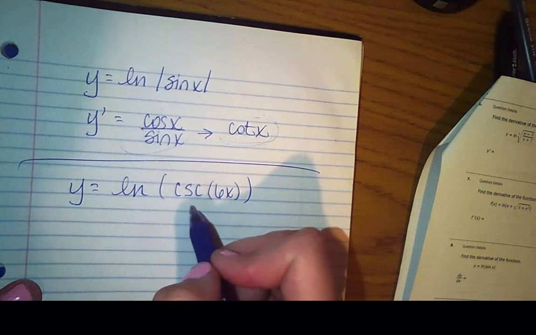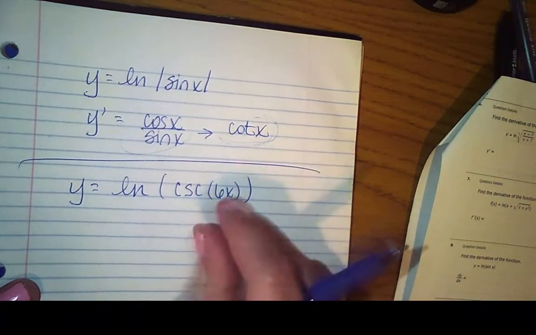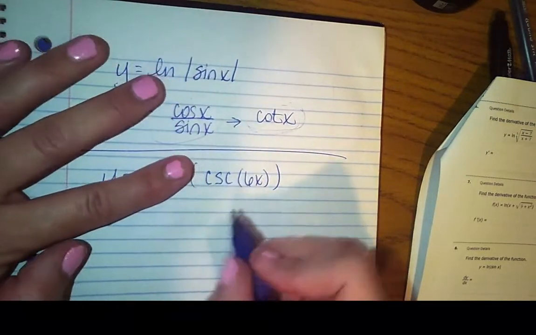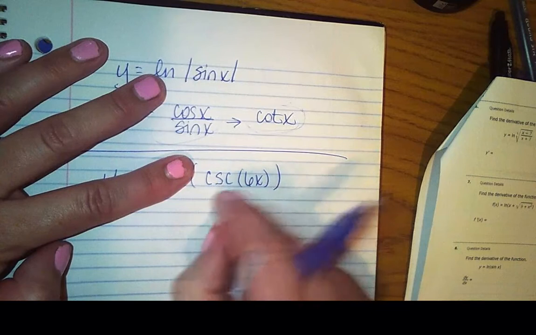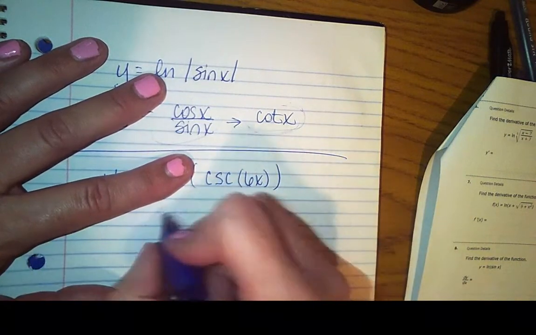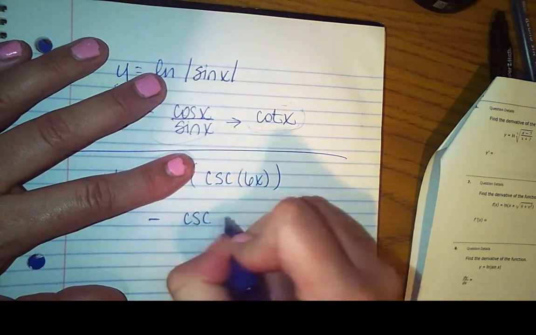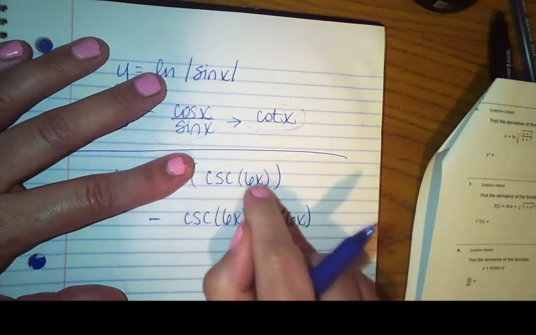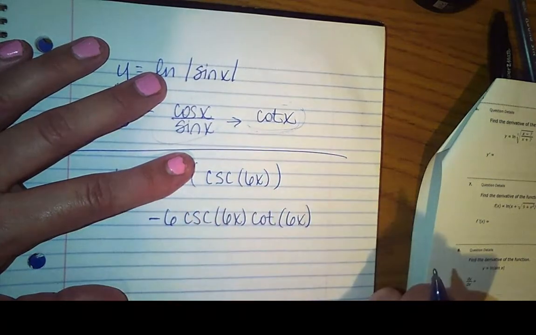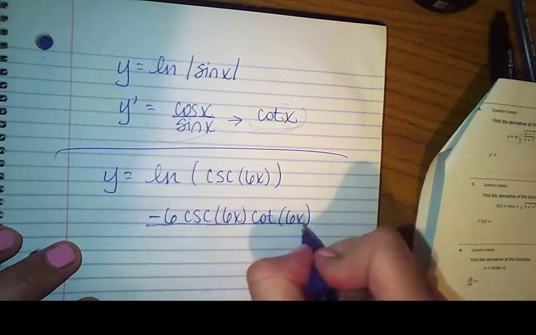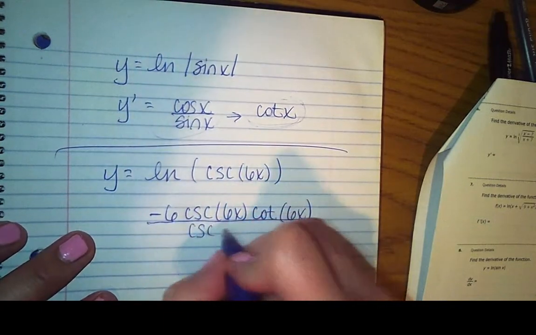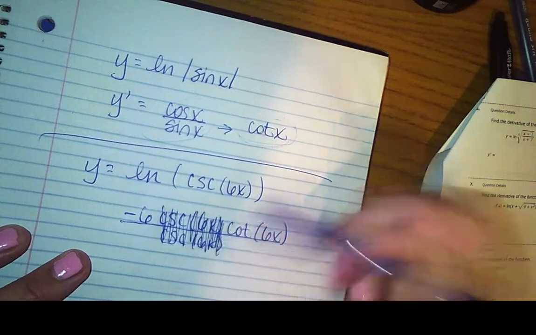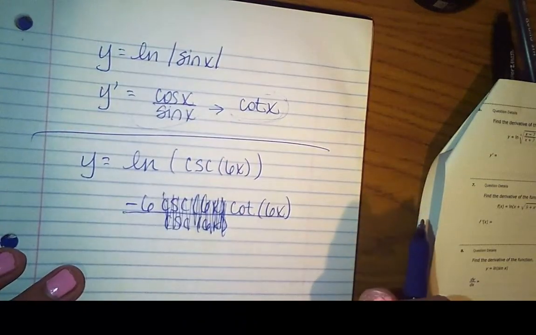So for this one, what is the derivative of cosecant? Well, remember, we're going to have to do chain rule on this. So how do I take the derivative of a natural log? I take the derivative of the argument. So what's the derivative of cosecant? The derivative of cosecant is negative cosecant cotangent times the derivative of the inside, which is 6, over the argument itself, which is cosecant 6x. So that actually reduces out, and you're left with negative 6 cotangent 6x.